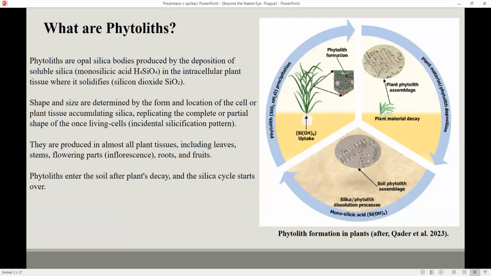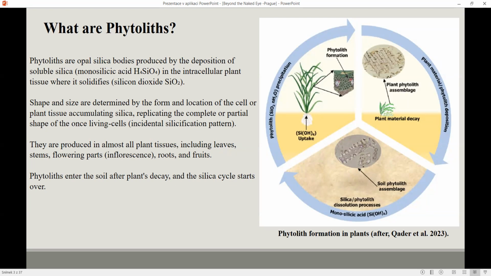So first, let's start by explaining what phytoliths are. Phytoliths are basically silica bodies produced by the deposition of soluble silica in the intercellular plant tissues, where it's solidified. In this sense, the shape and size of a phytolith will be determined by the location of the plant tissue or the cell accumulating the silica. And this solidification pattern is known as incidental solidification.